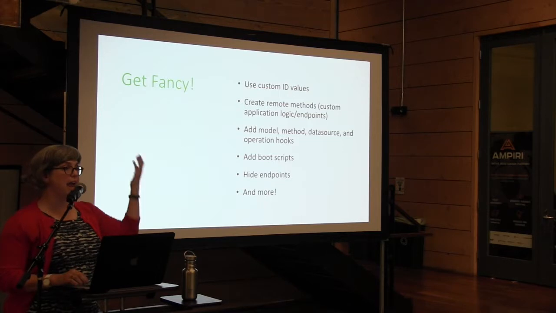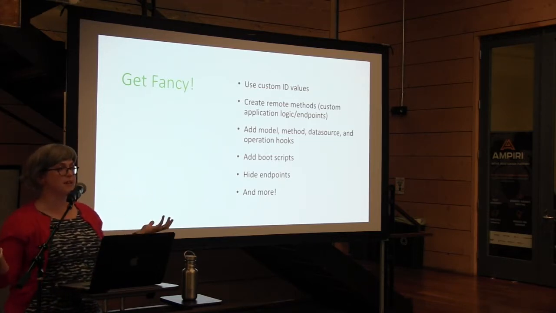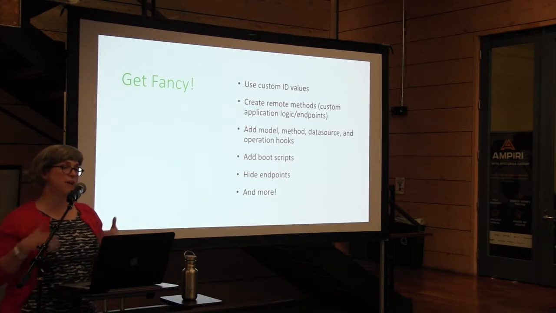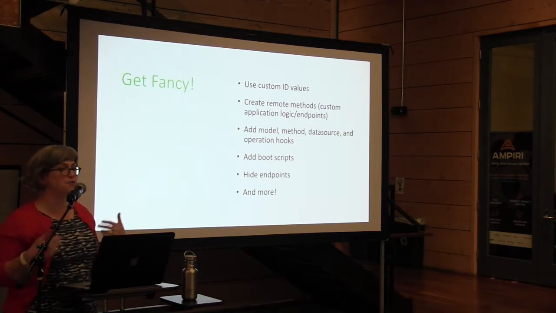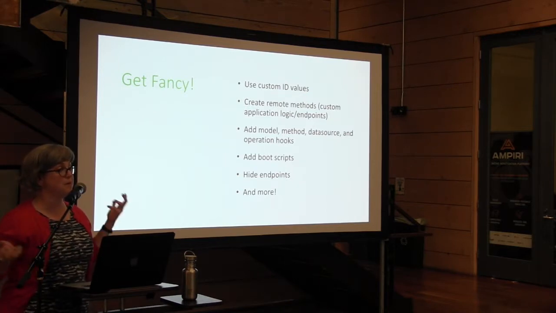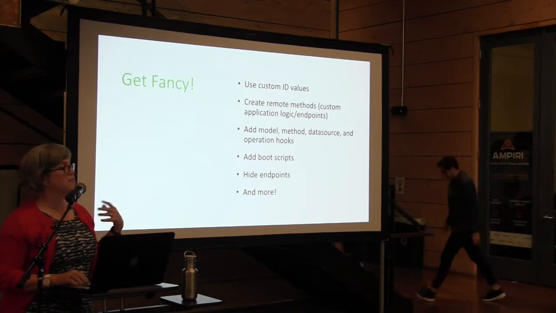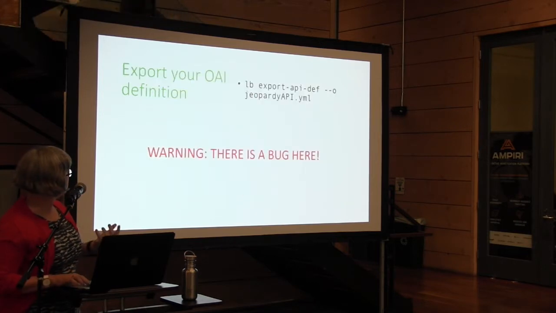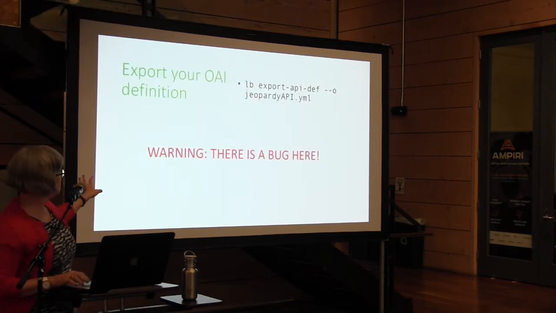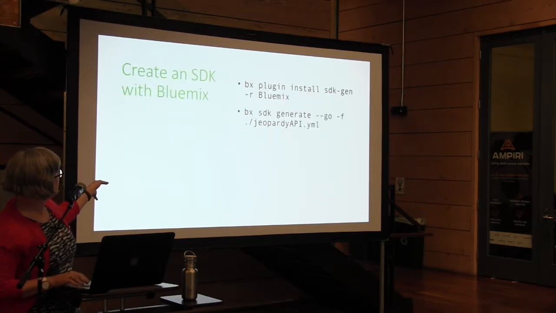You can add hooks at any point of the LoopBack lifecycle, so you can say, oh, when LoopBack starts, print this to the console. Or every time a record is read from the database, remove these attributes from the object as it comes back. That's very handy if you're returning user objects from a database and you don't want to return, say, a password field. You can add boot scripts, you can hide endpoints, there's a ton of stuff that you can do, and the LoopBack documentation is extensive. So we did the exporting, and I did warn you about the bug. We did the importing. We created the SDK.